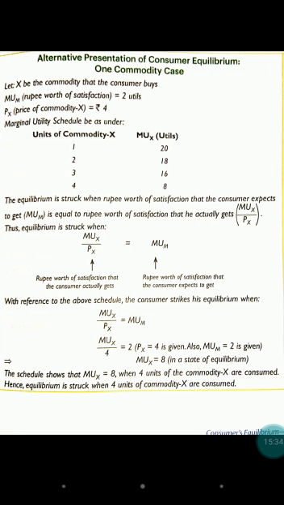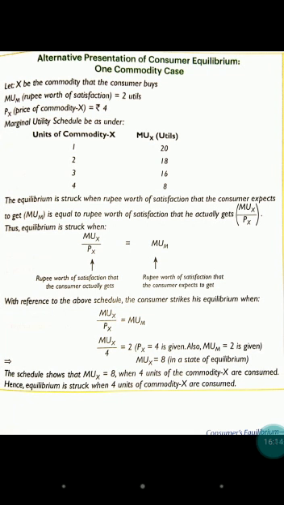Here MUX, we don't know MUX. MUX upon PX means rupee worth of satisfaction that the consumer actually gets, and MUM is rupee worth of satisfaction that the consumer expects to get. With reference to the above schedule, now we are putting the values. We don't know what our MUX is, and we know PX is 4, MUM is given here, MUM equals 2, so we are doing cross multiplication, so MUX is 8. So where MUX is 8, we are in equilibrium.